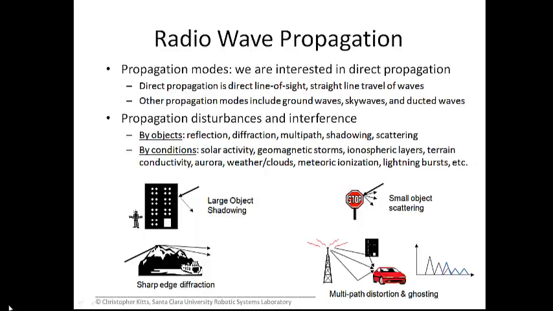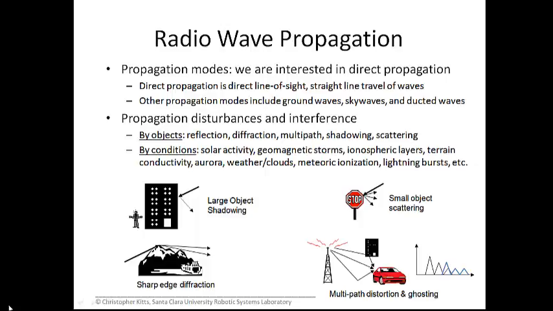Now, as waves propagate through space, they can get from one location to another in a number of different modes, known as propagation modes. There are four of them that people typically talk about. The one that we're most interested in for standard communications is a direct line of sight, straight line travel between the transmit antenna and the receive antenna.